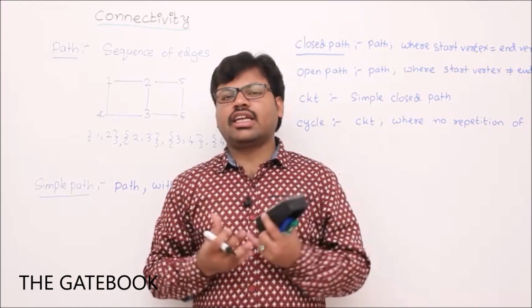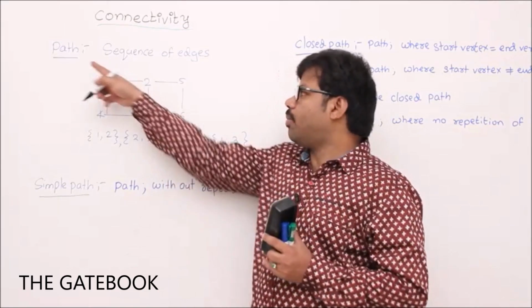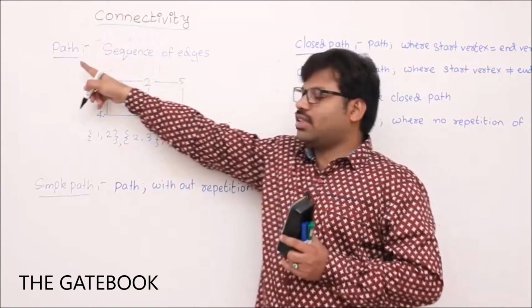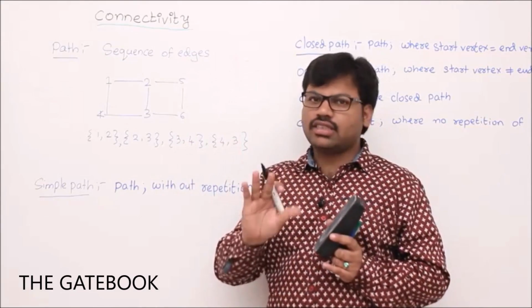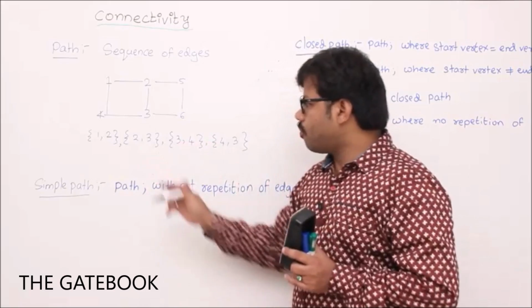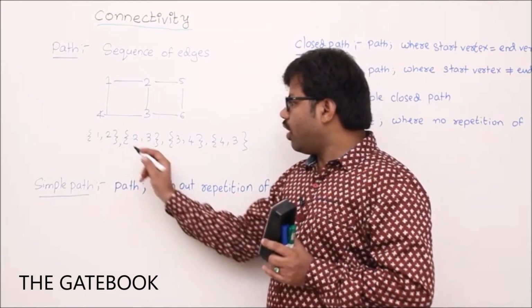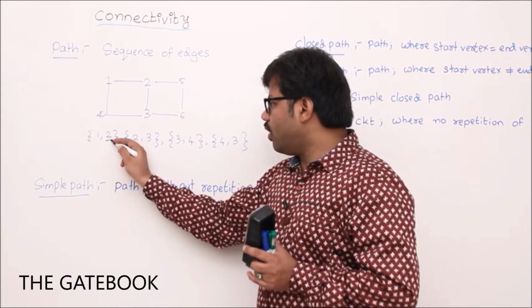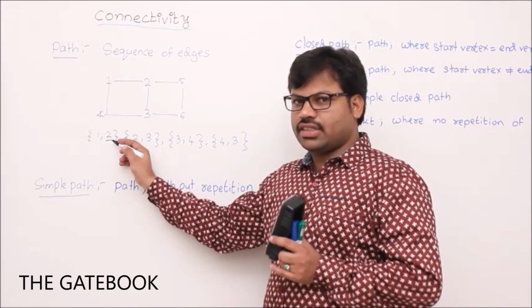To understand connectivity clearly, first we start with a formal definition called path. So what is a path? A path is simply a sequence of edges, just a sequence of edges. Example, see this one, 1 comma 2, 2 comma 3. What is the meaning of sequence? A path is a collection of edges, I can say.